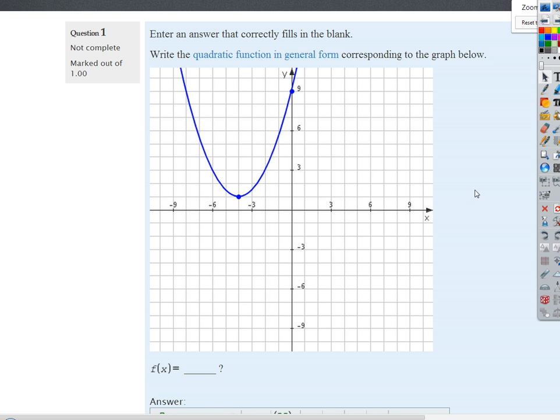Okay, I want you to think strategically here. I'm going to give you some problems like this. I want you to write this quadratic function, this graph here, in general form. Now take a second, don't say anything. Everybody take a second, look at this, consult with your neighbor, see if we can come up with a strategy.